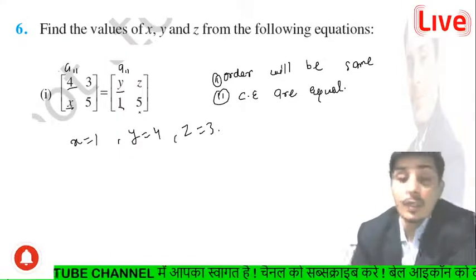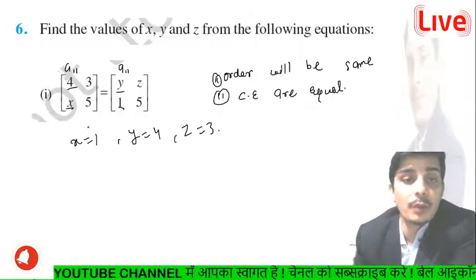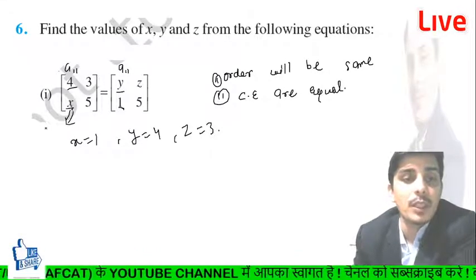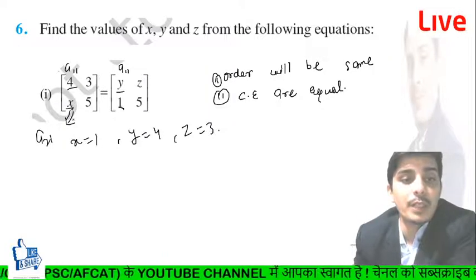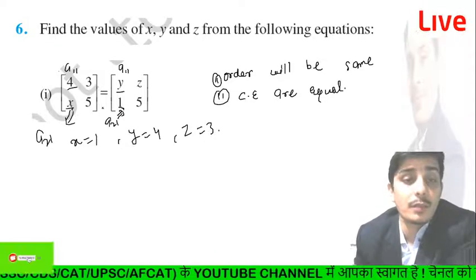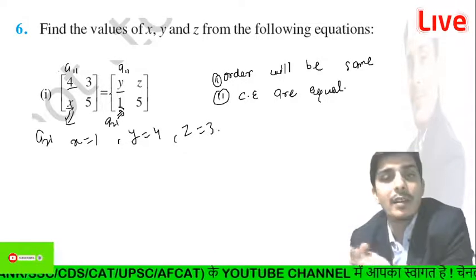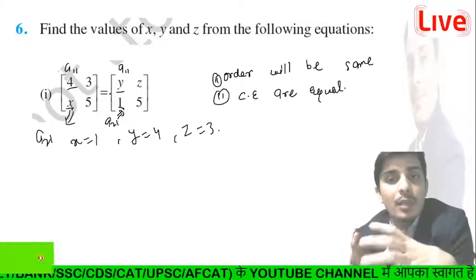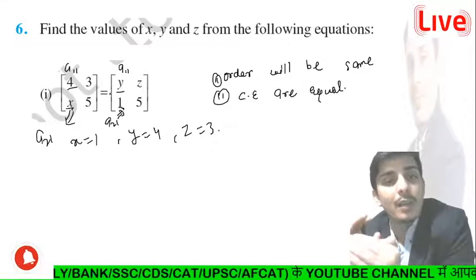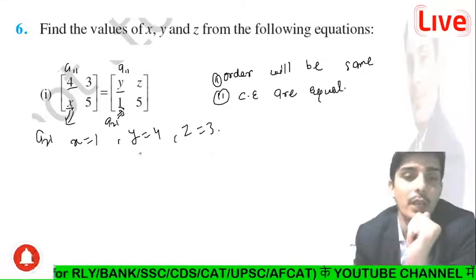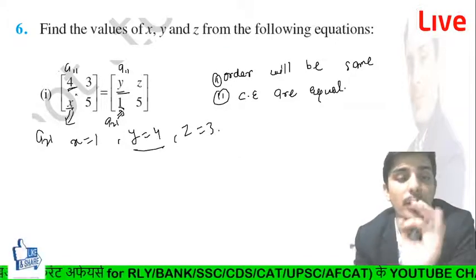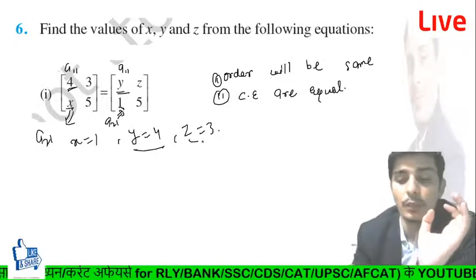Okay. So after solving we will get the value x is equal to 1, because what is the place value of x? So we can say that a21 is equal to x, and here a21 is also equal to 1. So both matrices are equal. We know that when two matrices are equal, the order will be the same, and the corresponding elements are also equal. So x is equal to 1 and y is equal to 4, because y and 4 both have the same place value, and z is equal to 3, guys, right?